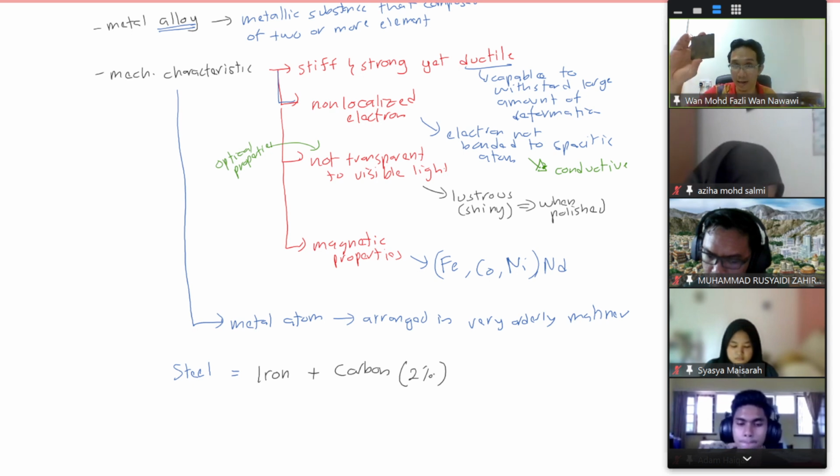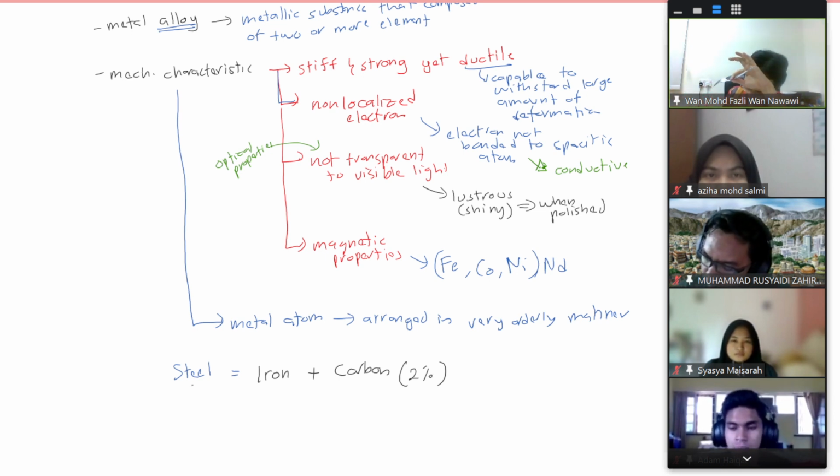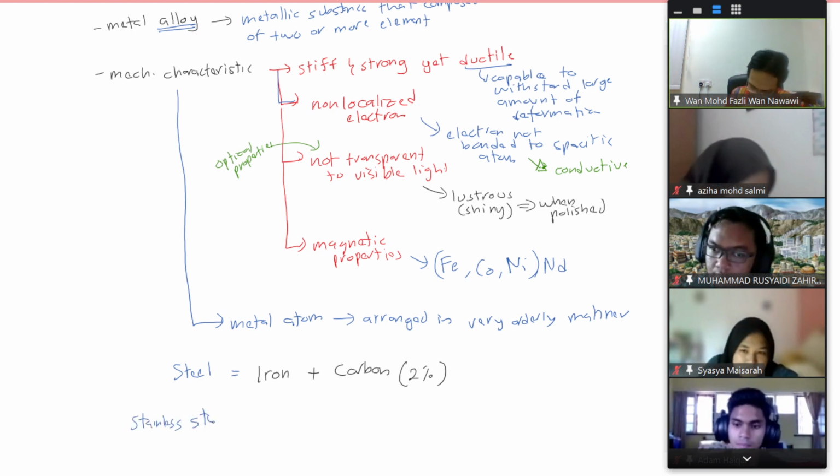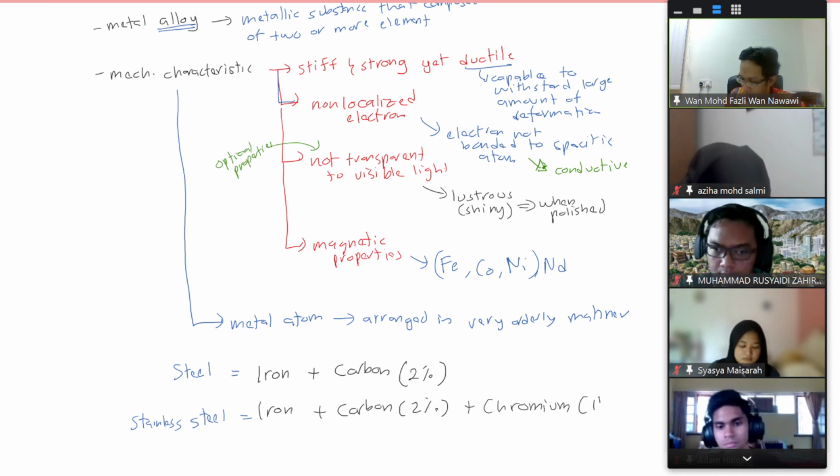If you use steel like this, you can see this thing. Okay, this is steel. You can see it's rusty. So this is what we call steel. This is stainless steel. Stainless steel is basically iron plus carbon. So you use carbon, and also they add chromium. Normally they add chromium, normally around 11%.